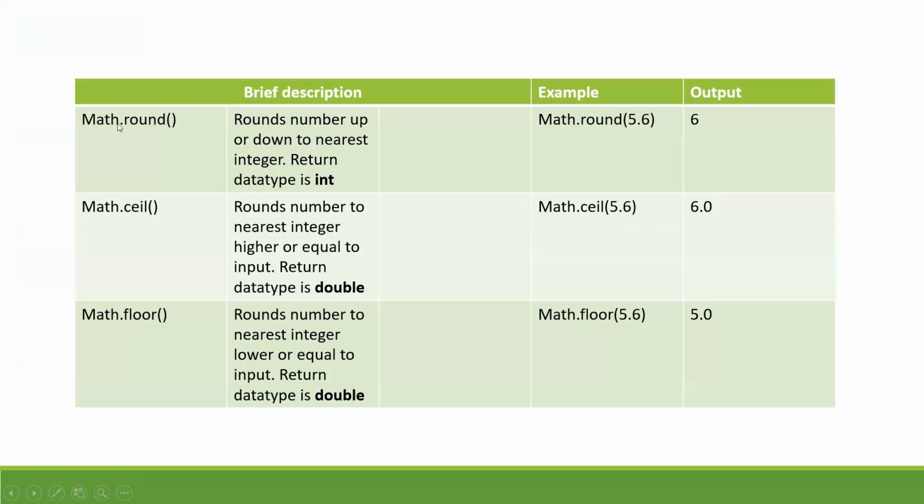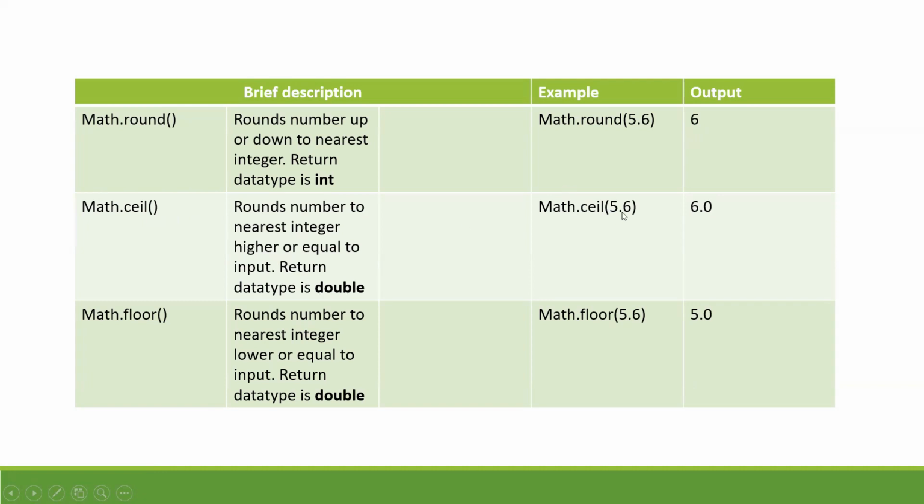Okay, so let us summarize. Math.round rounds the number up or down to the nearest integer and the return data type is int. For example, math.round 5.6, because it is after 5.5, the cutoff, it will go up and the output will be 6 as an integer. Math.ceil always rounds the number up. Ceil means look up, rounds the number to the nearest integer higher or equal to the input. And the return data type is double.